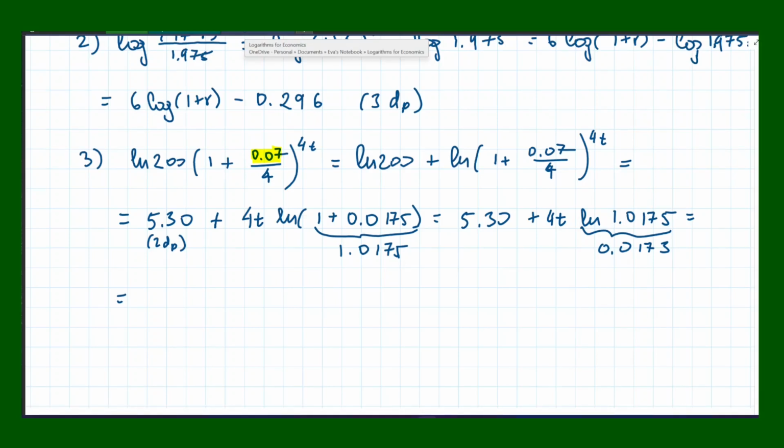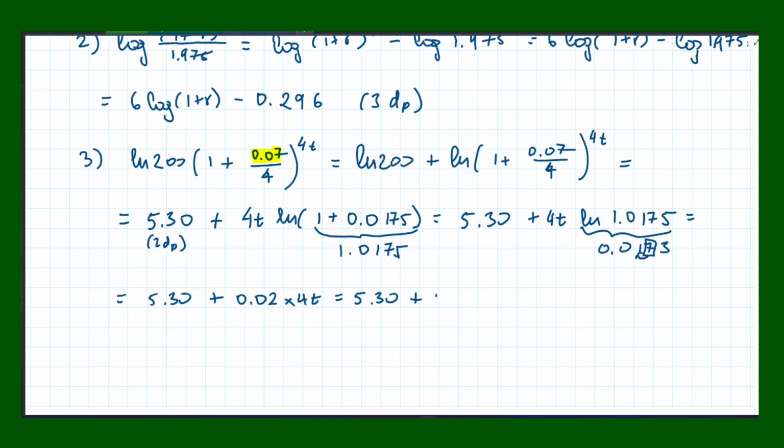So that means I'm going to have to look at this 7 and round up. So I've got 5.30 plus 0.02 times 4t. And again, the last thing I can do, and this is going to be the simplest form now, is leave the 5.30 alone, plus I can multiply the 0.02 and the 4 together, and that's going to give me 0.08t.